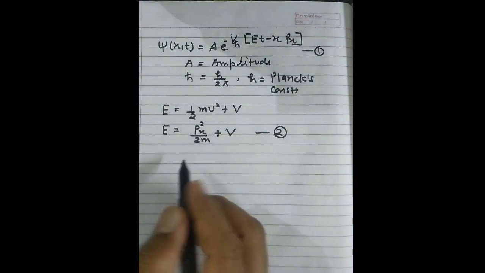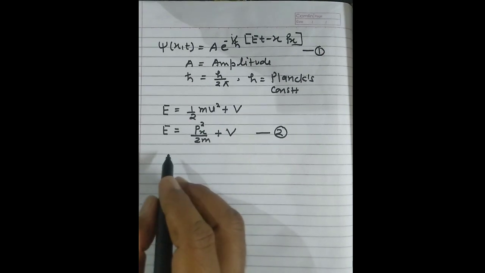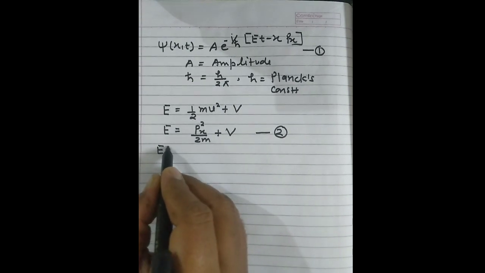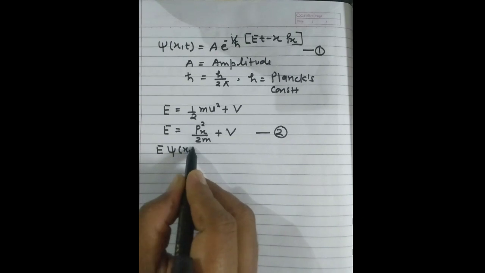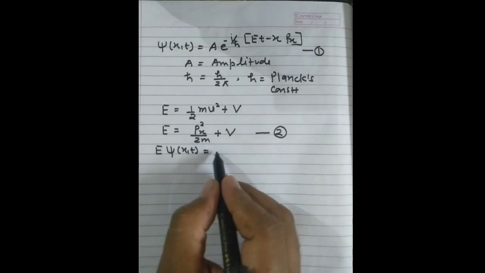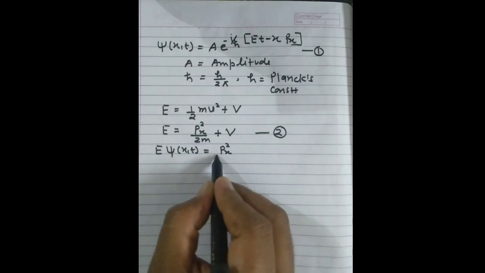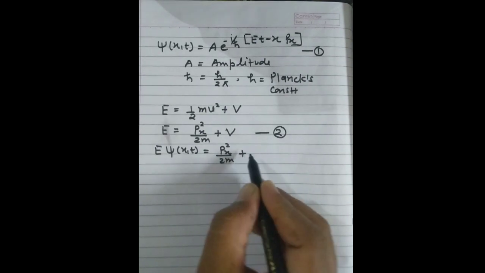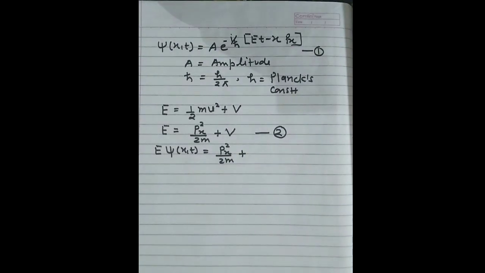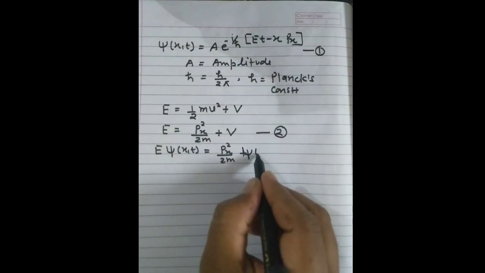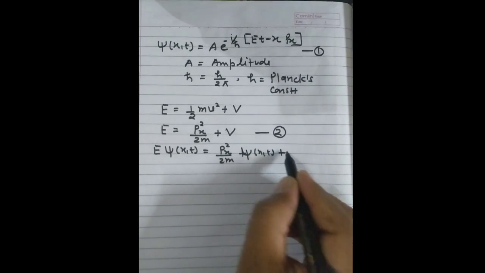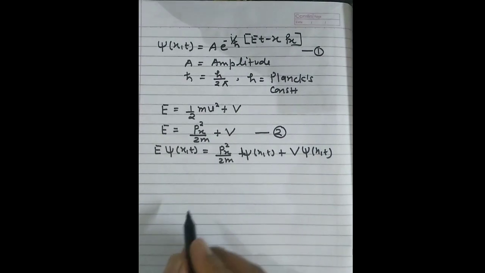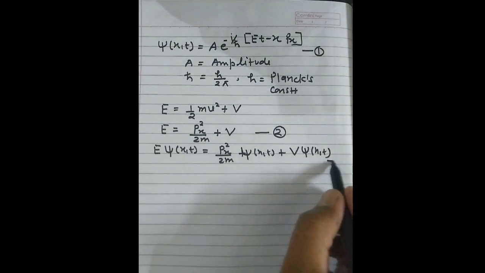Now multiplying equation 2 with the wave function psi x comma t, that is, E psi x comma t is equal to p_x square over 2m psi x comma t plus V psi x comma t. This is equation 3.